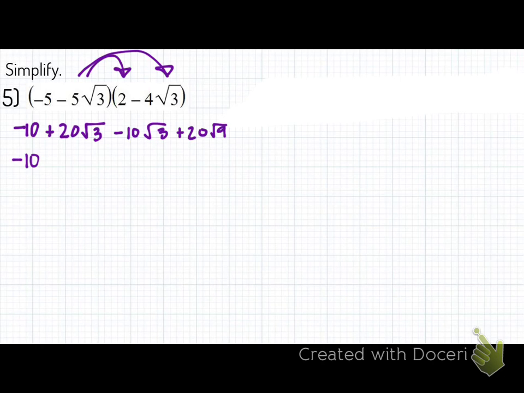Then we could go, what's 20 minus 10? Positive 10 rad 3. And then, what's the square root of 9, everyone? 3. What's 3 times 20? 3 times 20 is going to be 60. You see? And then we got negative 10 plus 60 is 50. And then 10 rad 3 you can't combine, so then you are done.